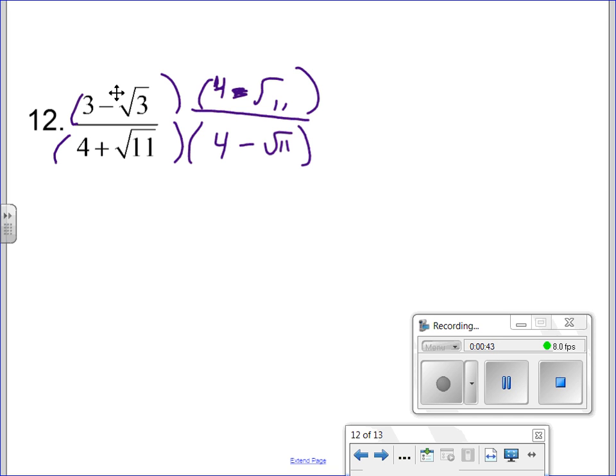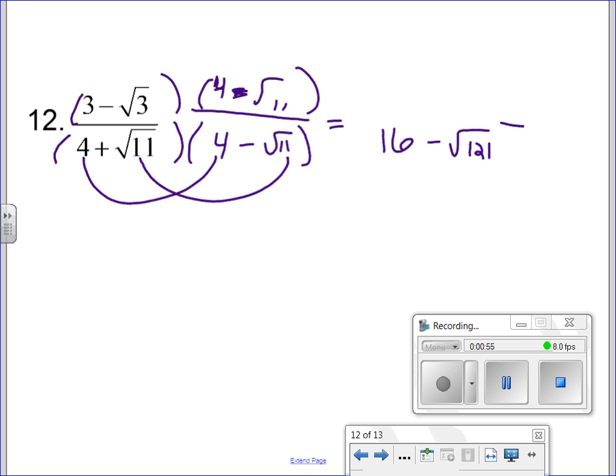All right, let's start in the bottom. Since they are conjugates, you can just do the 4 times the 4 and get 16, and do the radical 11 with the negative radical 11. So it's negative radical 121. What is the square root of 121? 11. So really, you just need to do 16 minus 11. What is 16 minus 11? 5. So 5 is going to be our final denominator.